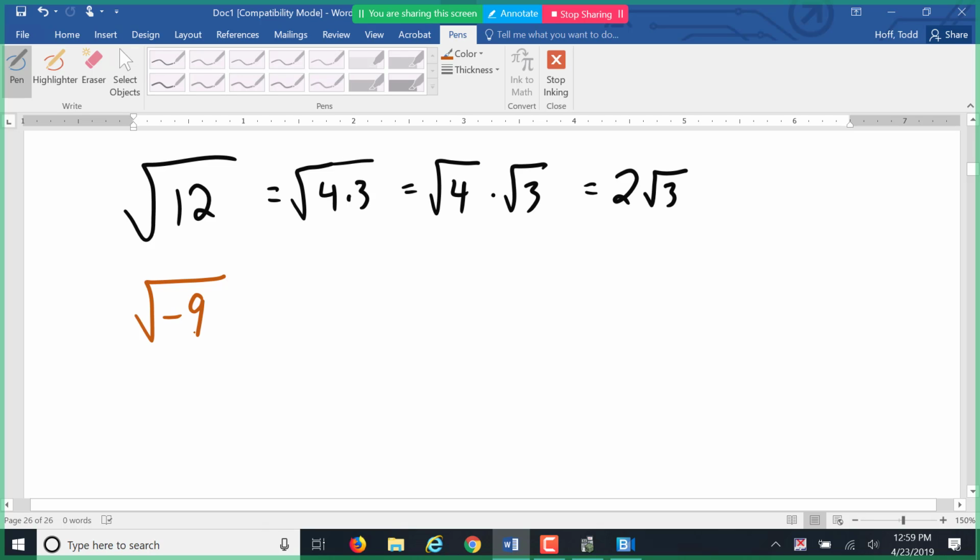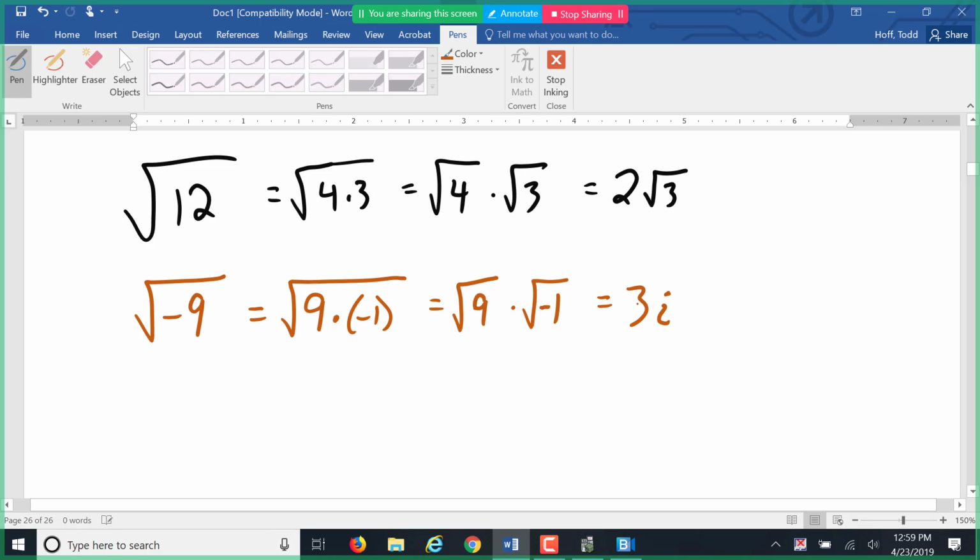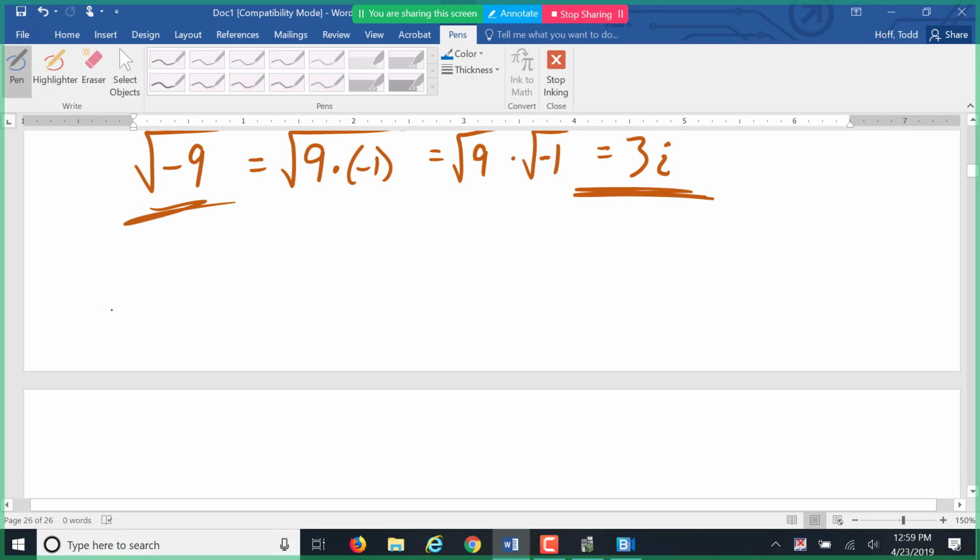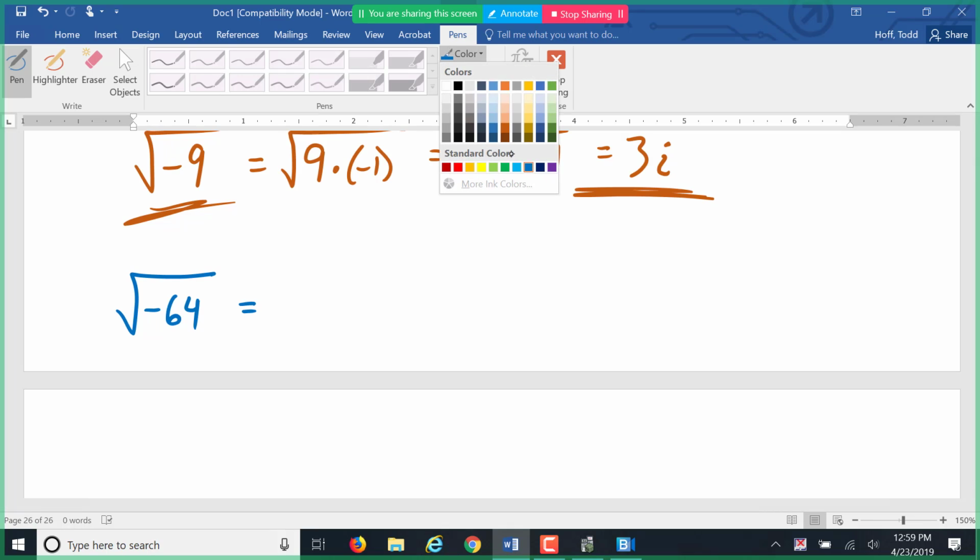If I am looking to do the square root of negative 9, I split that into the square root of 9 times negative 1. I'll split that into the square root of 9 times the square root of negative 1. Square root of 9 is 3, and the square root of negative 1 is i. So that becomes 3i. The square root of negative 9 in imaginary numbers is 3i. So what would the square root of negative 64 be?